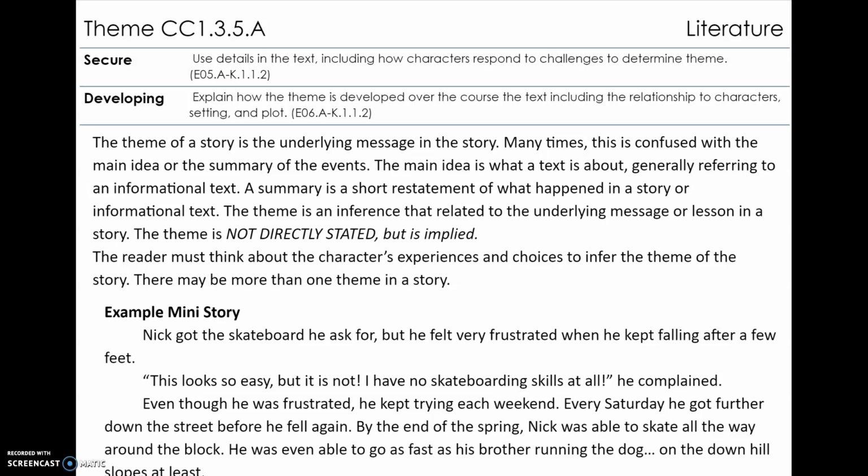Theme is not directly stated but is implied. The reader must think about the character's experiences and choices to infer the theme of the story. There may be more than one theme in a story. So, an example mini-story, which we've used before.